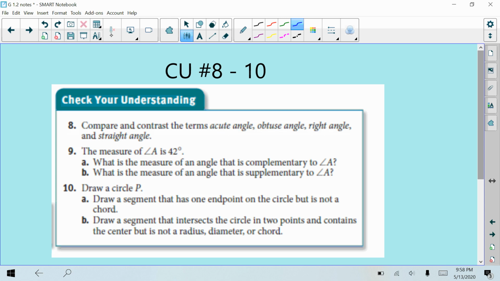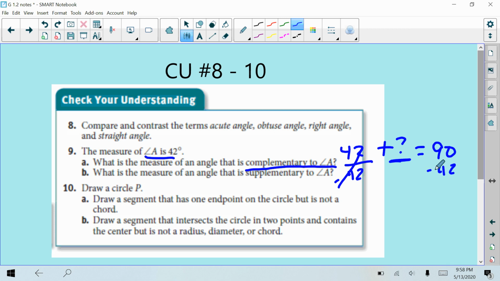The measure of angle A is 42. What is the measurement of the angle that is complementary to A? Remember, complementary is two angles that add up to 90. So if A is 42, what is complementary with that? So go ahead and subtract 42. Grab a calculator. 90 minus 42 is 48.